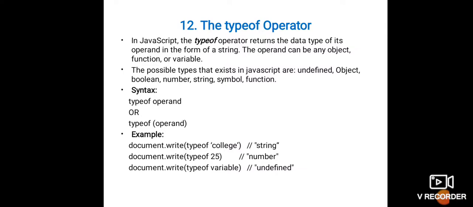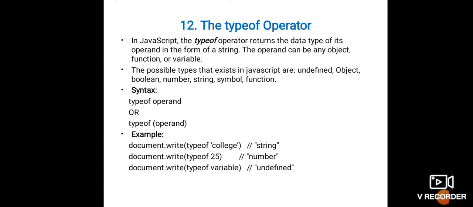You can see the examples here. In the first example, document.write typeof "college". Here we are going to find out the type of college. Here college is a string, that's why it returns string. In the second example, we are going to find out the type of 25. Here 25 is an integer, that's why it will return the data type as number.